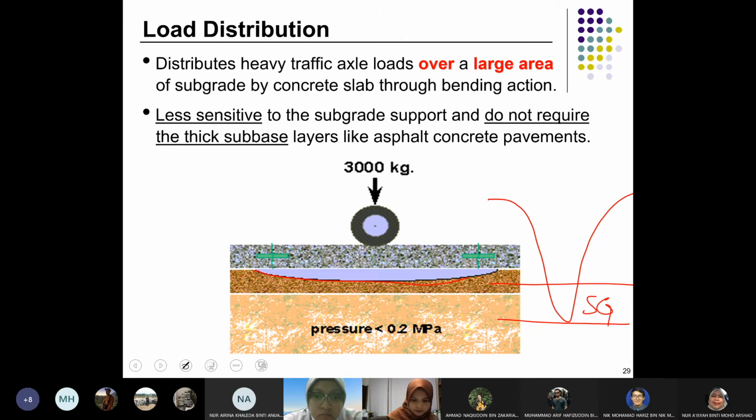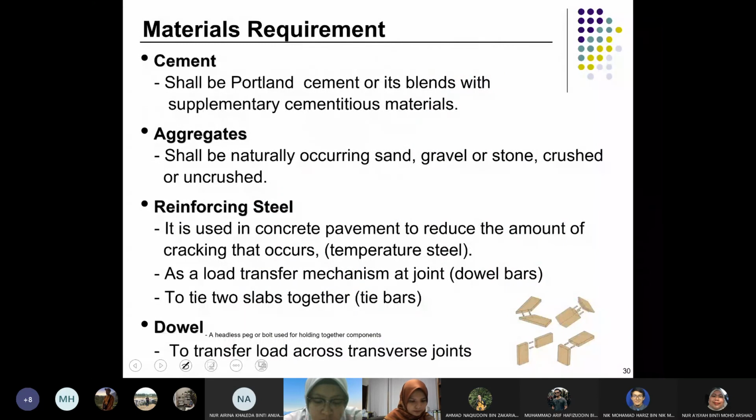Okay, it does not require thick surface layer seperti flexible pavement. Sebab load dia di sini, kalau tengok ni, dia tak transmit terlalu dalam macam kita punya flexible pavement. Okay, we have a cement. What are the materials? Cement, aggregate, steel bar, and also you have the dowel bar. Right? Dowel bar is to transfer the load across the transverse joint. Okay, and this is called as a dowel bar.